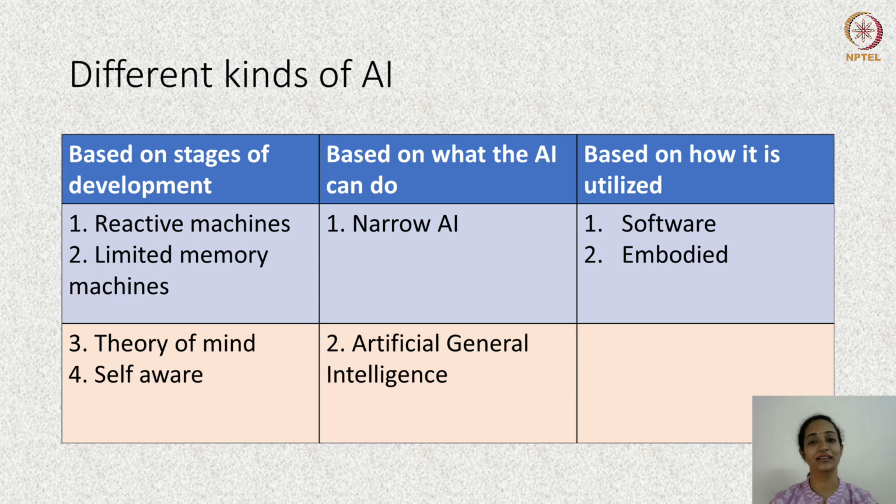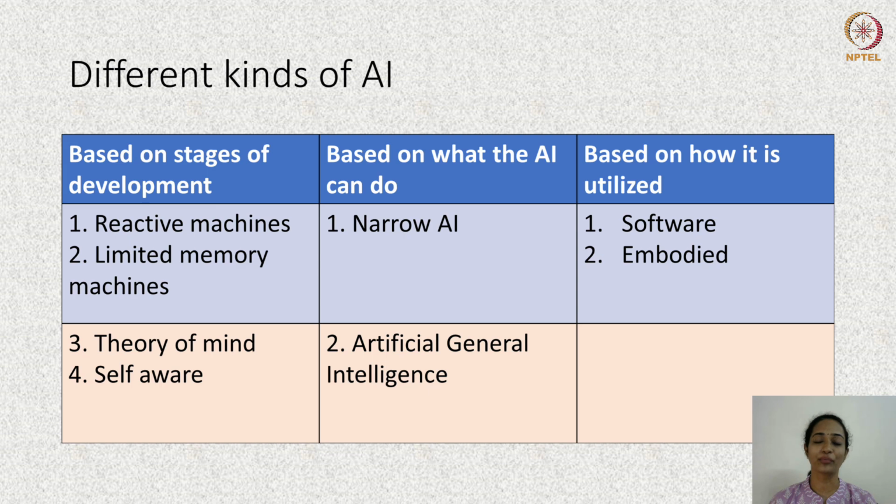The first category is narrow AI. Most of the artificial intelligence which we interface with is narrow AI. It is the first generation artificial intelligence. What does it do? It does exactly what it has been programmed to do.